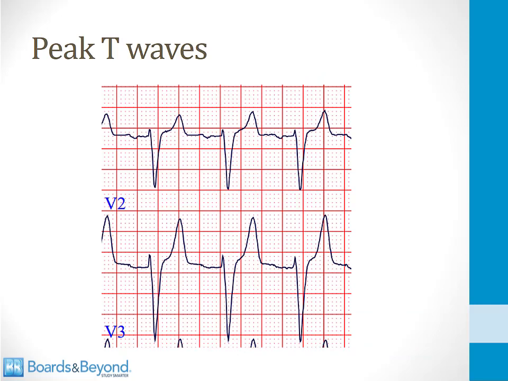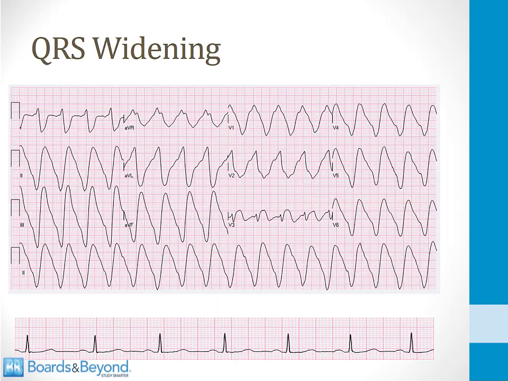This is an example of peaked T waves on the screen. So these T waves are much taller than what is normally seen. And a lot of people remember this by just thinking that potassium hides under the T waves. That's also a way to remember that the T waves get flat in the setting of hypokalemia, which we'll talk about later. The EKG at the top of the screen shows QRS widening.